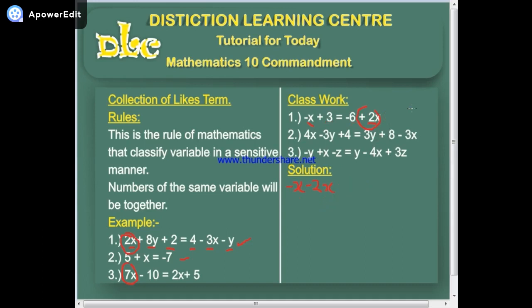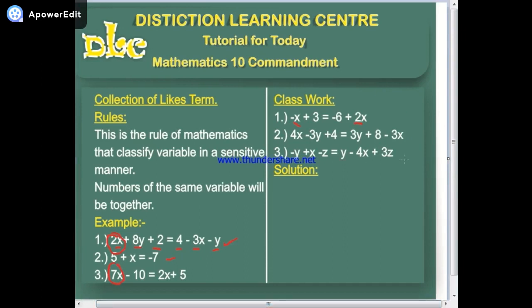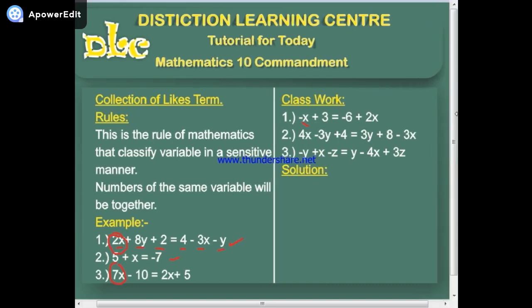So our question 2 is 4x minus 3y plus 4 equal to 3y plus 8 minus 3x. So what are we going to do there? We have different variables there. We have 4x, we have 3x, we have 3y, we have 3y. So let's join the x together with x. That is what?